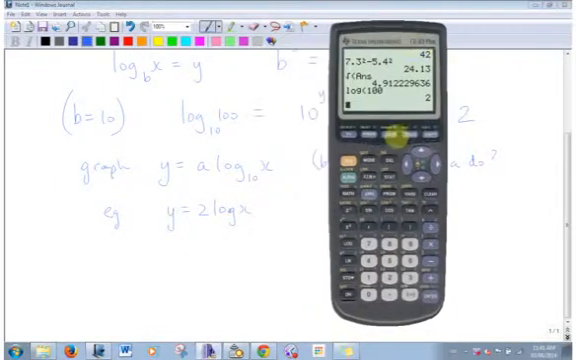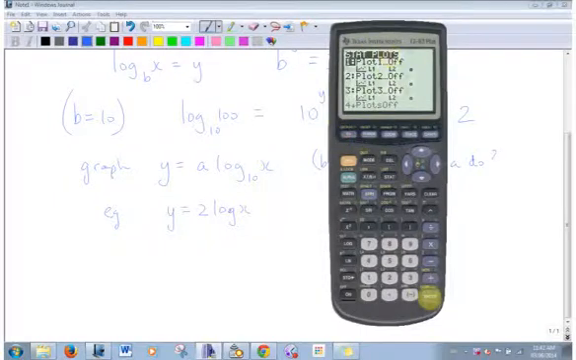Oh, by the way, you have to remove the scatter plot. If you've got plot on, you've got to get rid of it. So go second function from yesterday, stat plots, make sure they're off now. Stat plot off. You'll know because it'll be highlighted in black. So if you see that, you've got to get rid of it. 2 log x.